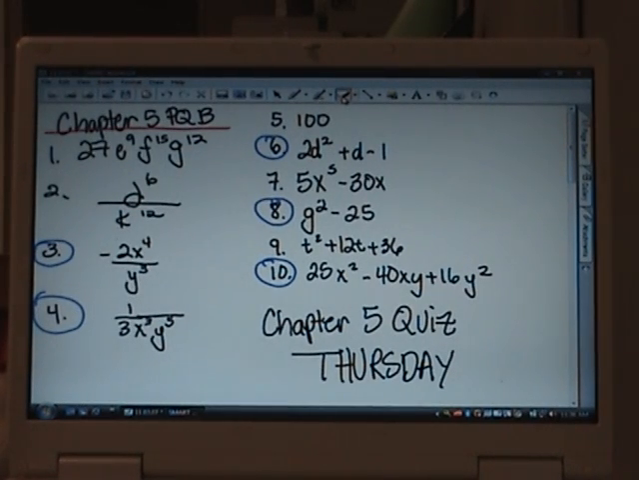Here are the answers to Chapter 5, Practice Quiz B. I will redo the problems that people request. In just a second you can ask me which ones you want me to redo.